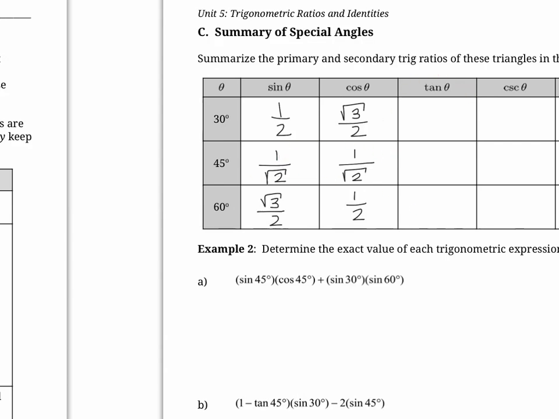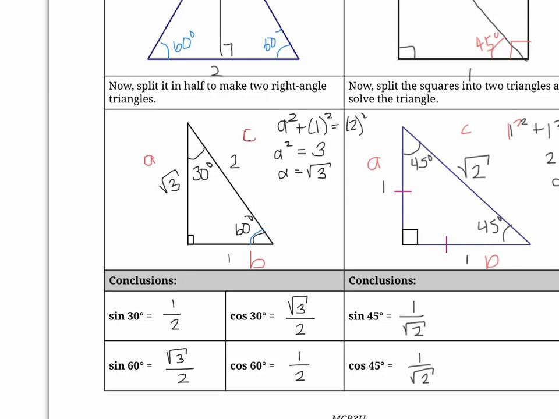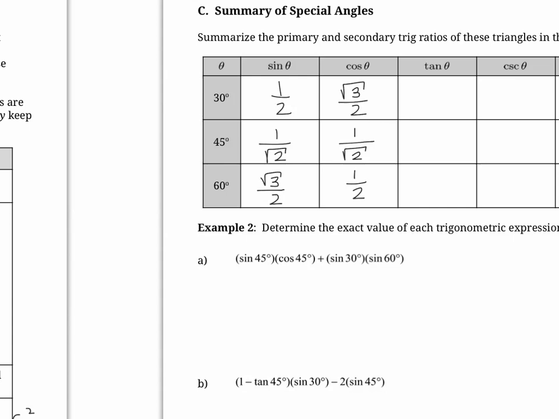So let's figure out tan, and we can figure out tan by just taking a look at this guy here, just figuring it out right from the triangle. So the tan of 30 is going to be 1 over root 3, opposite over adjacent, and the tan of 60 is going to be root 3 over 1, opposite over adjacent. We can do the same thing for 45. Tan of 45 is going to be opposite over adjacent, 1 divided by 1. So let's fill in for tan. We found out that the tan of 30 is 1 over root 3, and the tan of 45 was 1, and the tan of 60 was root 3 over 1, or just root 3.